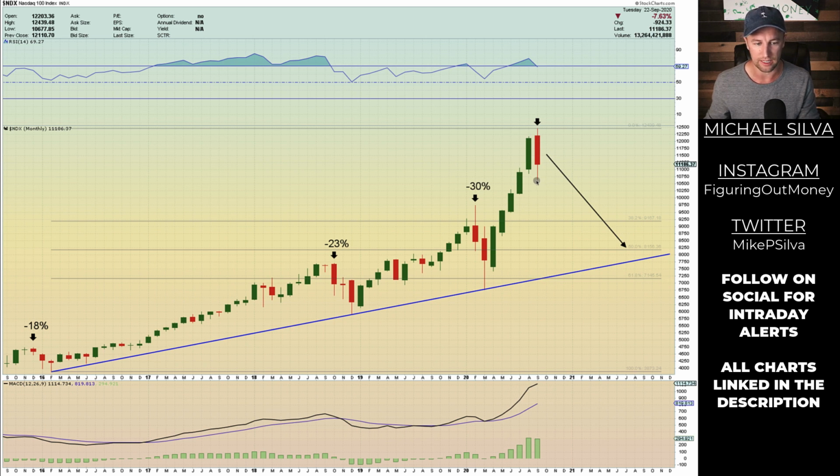We bounced at this level, which was the 5 EMA. As you can see, when I put it back on the screen, it bounced perfectly right from that level. Now we do have some more downwards pressure, but we will be monitoring this. The RSI indicator is overbought.